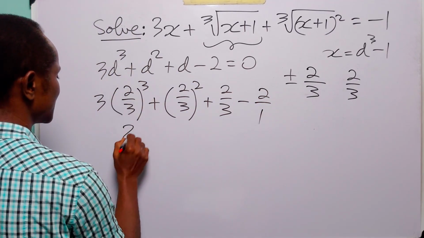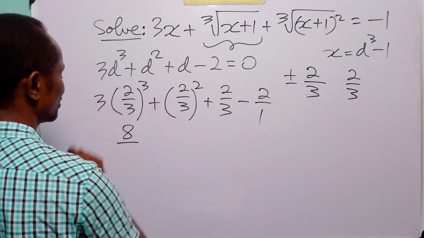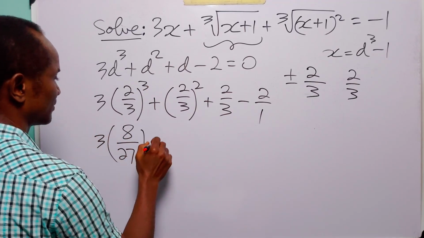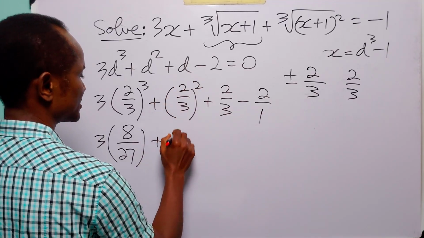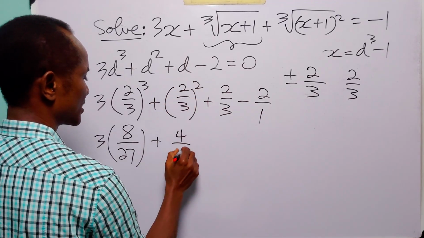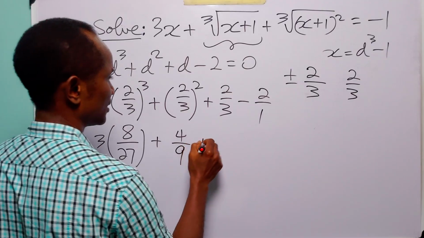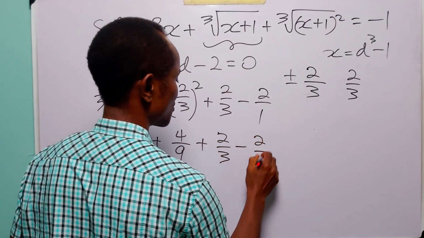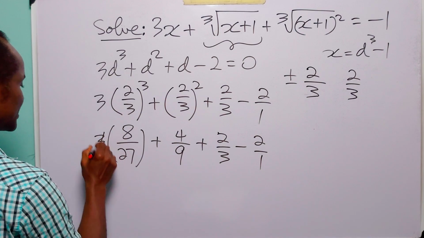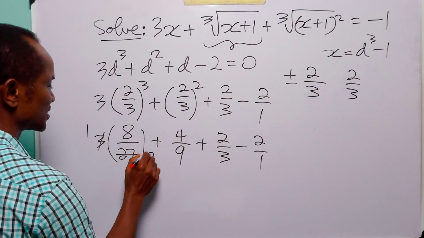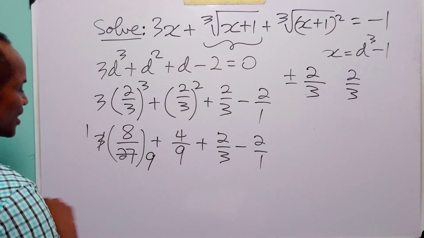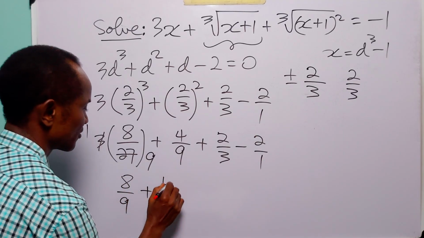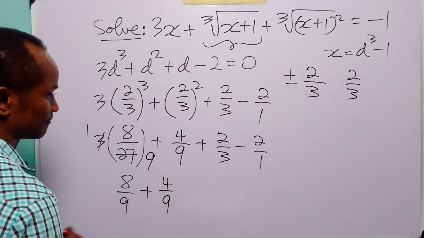2 cubed is 8. And 3 cubed is 27. Of course, we still have 3. 2 squared is 4. And 3 squared is 9. We have 2 over 3 minus 2 over 1. 3 into itself is 1 and into 27 is 9. This fraction is now 8 over 9 plus 4 over 9.